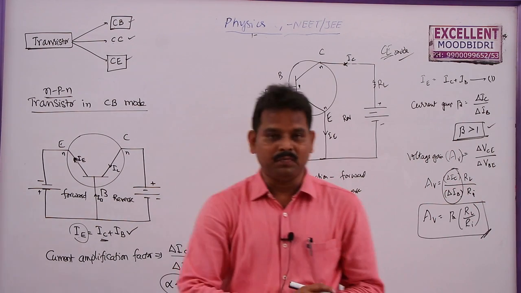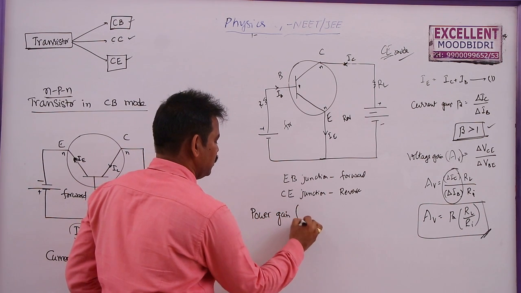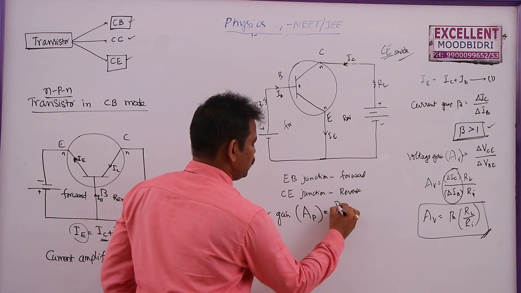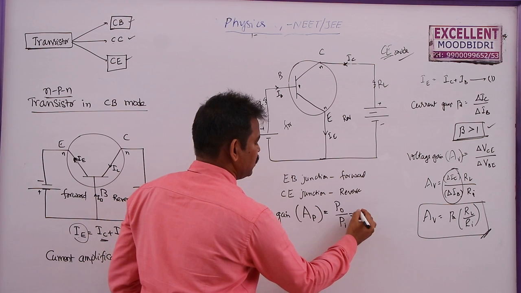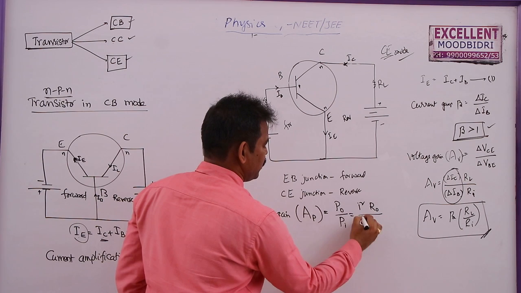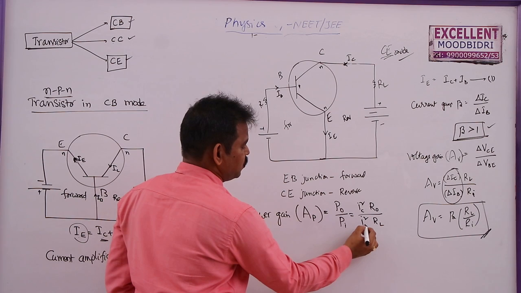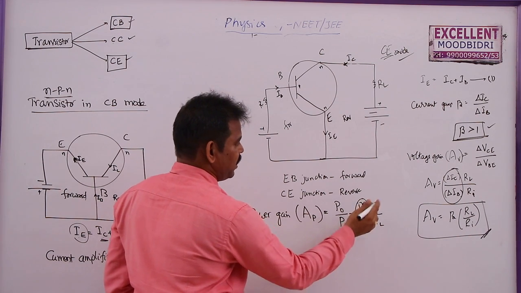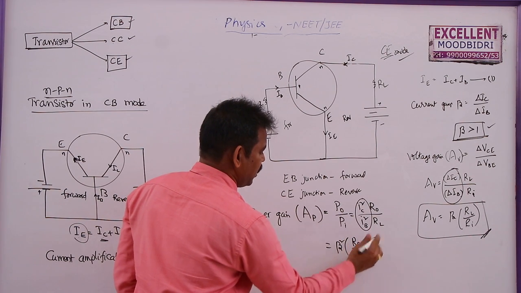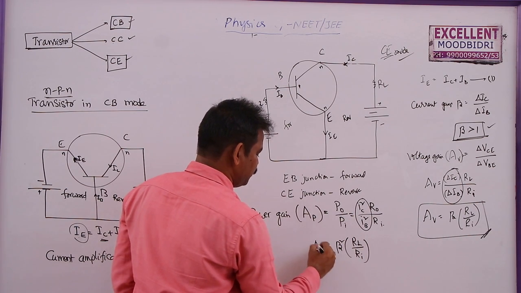And similarly we can find out the power gain also. Power gain in this case is given by AP, that is power amplification, that is output power by input power, which is equal to I square RO by I square RL. This is the output current, that is IC. This is the input current, that is IB. So this IC by IB is beta. So this is equal to beta square into R output by R input here, or RL also. This is the power amplification.